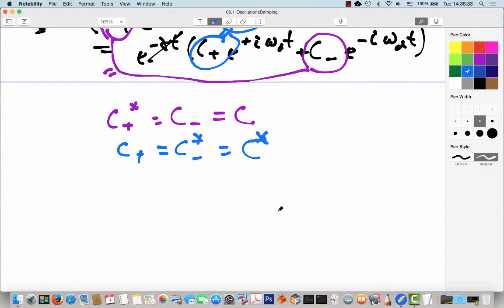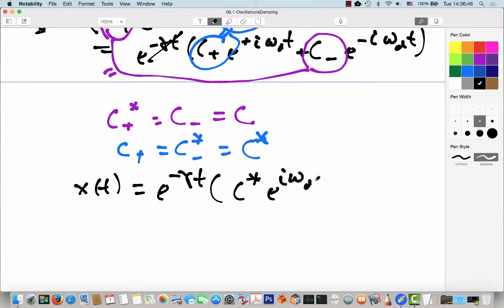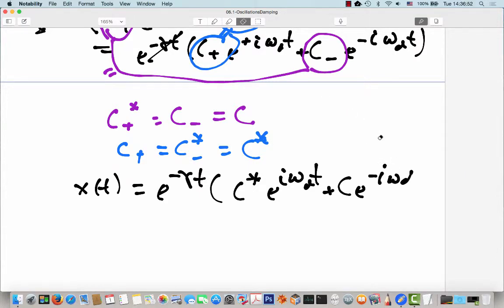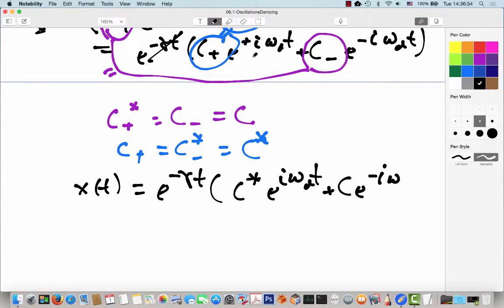All right, so with all that, we can rewrite our x of t as e to the minus gamma t times C star e to the I omega d t plus C e to the minus I omega d t.